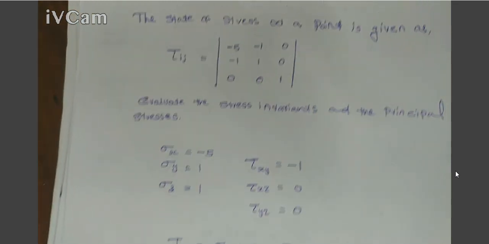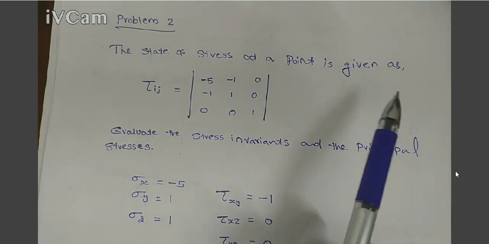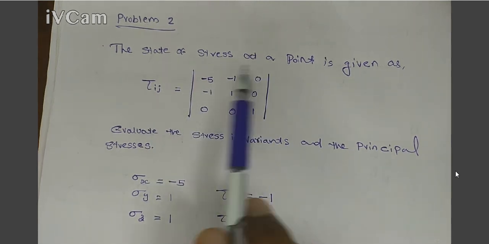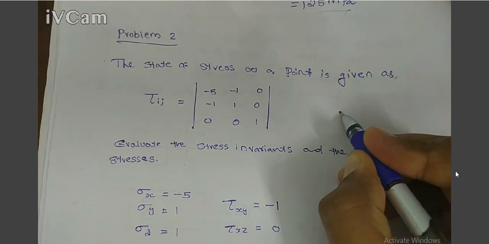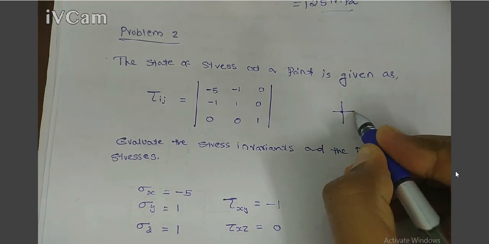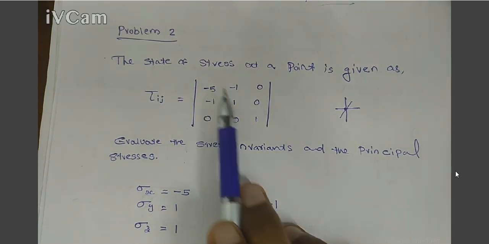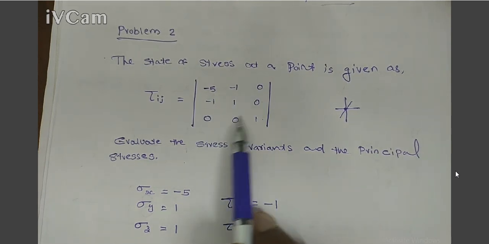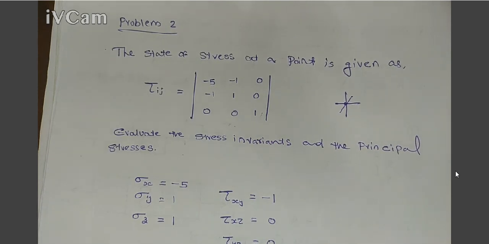The second problem is to calculate the state of stress at a point given as Tij. This is the stress tensor. For a particular point, for example on this point, we have 3 mutually perpendicular planes. On these planes, sigma x, sigma y, sigma z, tau xy, tau yx, tau xz and so on, all 9 stress terms are given here.